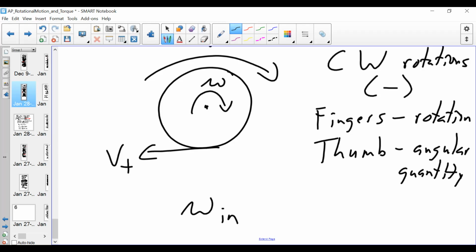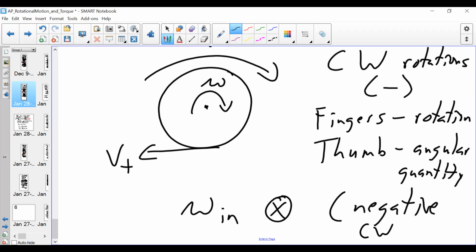And we typically denote that symbol, like you probably see in your problems or in your book, that the angular quantities are going to be represented by an X. Just imagine an arrow going away from you, and you're seeing the back part of the arrow, forming an X, the crosshairs of the arrow. So when the angular velocity is pointing in, that is negative, clockwise rotation, negative direction.